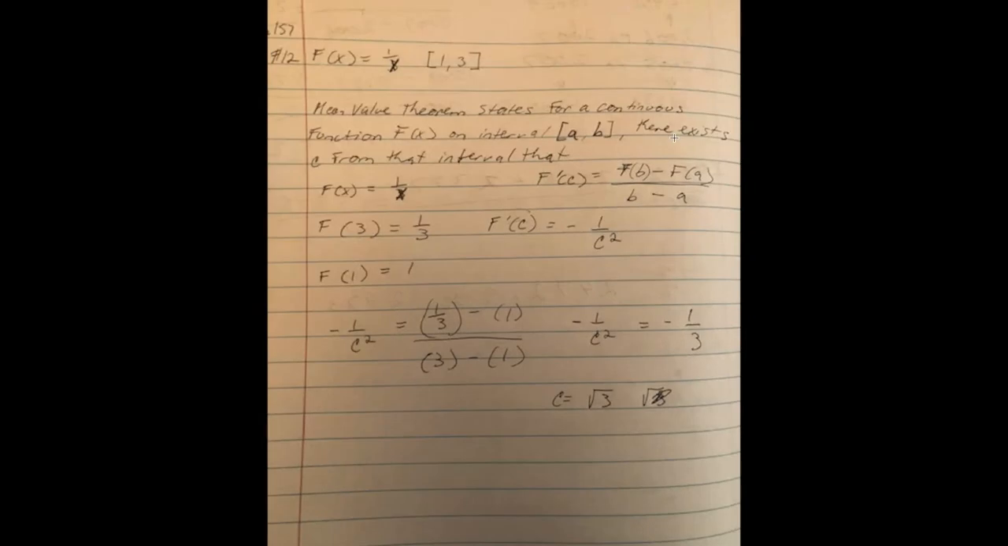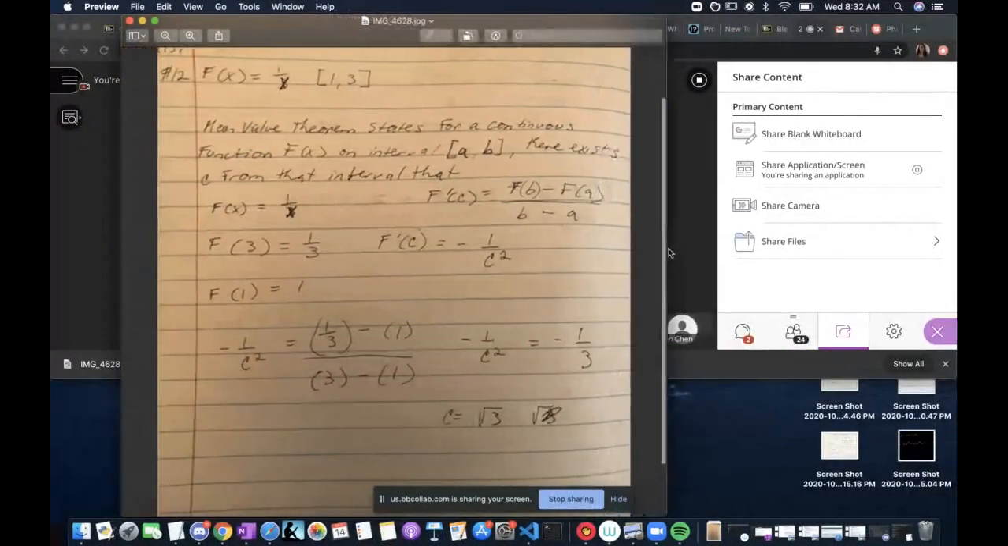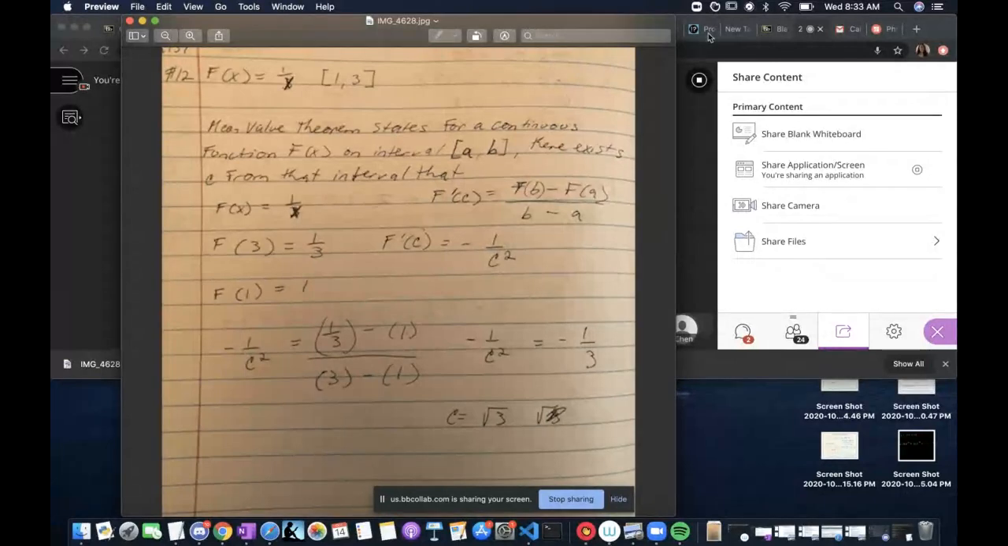I carried over the negative sign, so negative 1 over c squared equals negative 1 over 3. And I simplified that. I took the square root. I didn't know if you wanted me to simplify more after that, like to decimal numbers. No, root 3 is perfect. Okay. But if you solve c squared, how many answers do you have? You only have square root of 3.